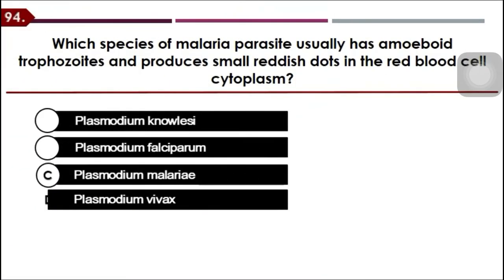Next, let's go to Plasmodium. Which species of malaria parasite usually has amoeboid trophozoites? Please highlight amoeboid trophozoites and produces small reddish dots in the red blood cell cytoplasm. Is it Plasmodium knowlesi, Plasmodium falciparum, Plasmodium malariae, or Plasmodium vivax? Again, amoeboid trophozoites. We have letter D, Plasmodium vivax.